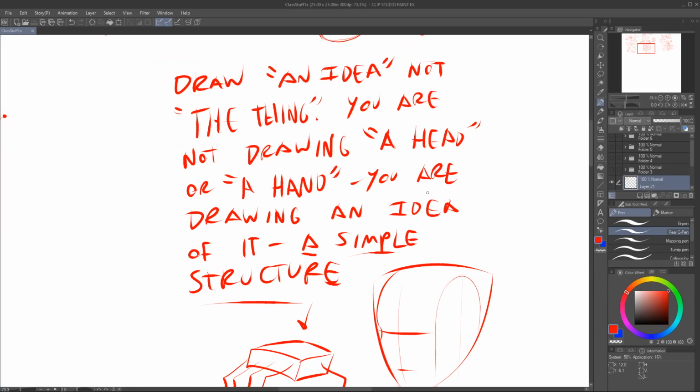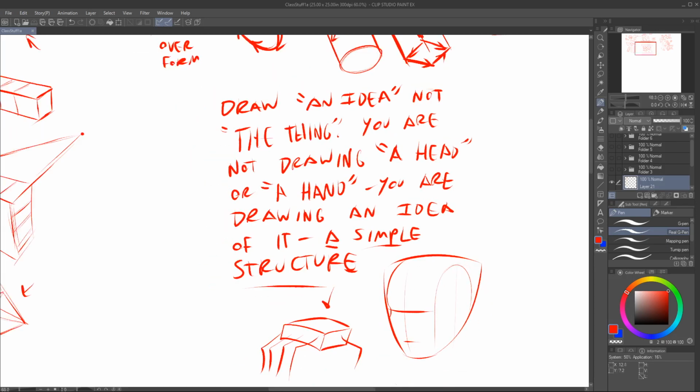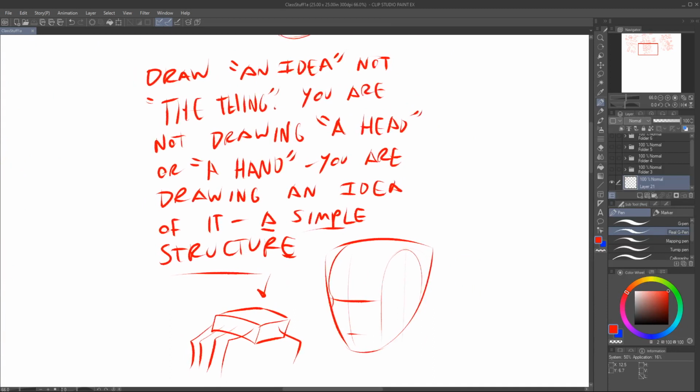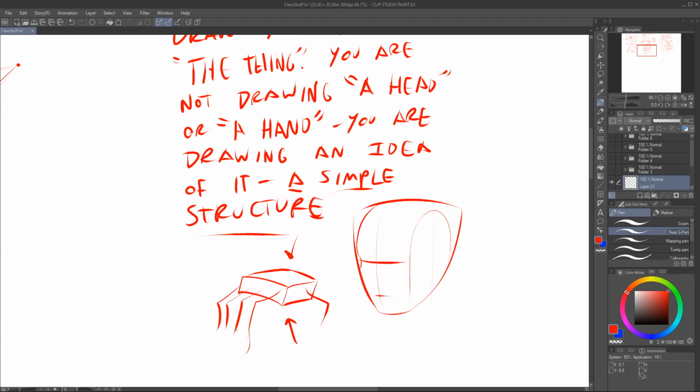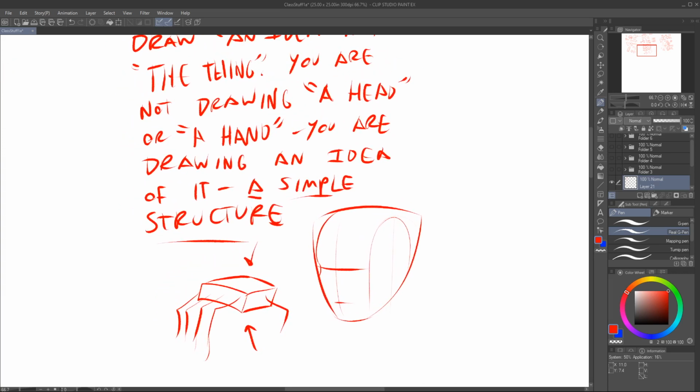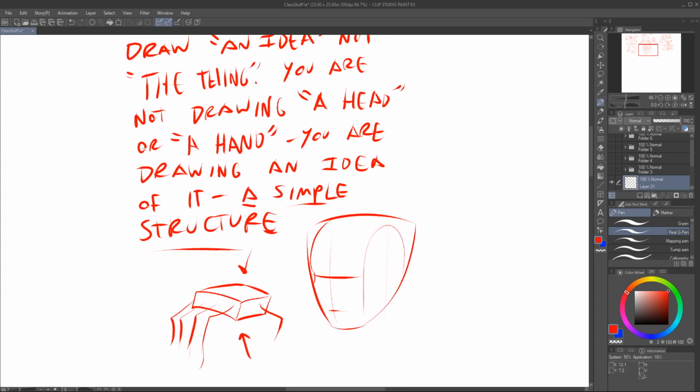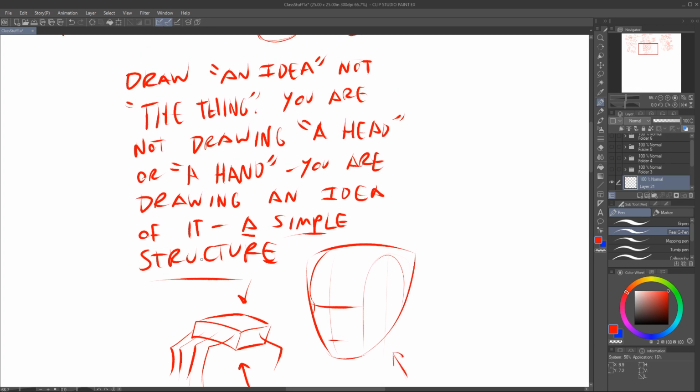You're supposed to draw an idea, not the thing. You are not drawing a head or a hand. You are drawing an idea of it in a simple structure. And then I drew some examples here. Like here is a really simple hand that's just a cube, and then I've got some kind of wire gesture lines here that I would start on for fingers or something. And then this head here is a really, really simple shape. It's loosely based on how Steve Houston likes to simplify his heads.